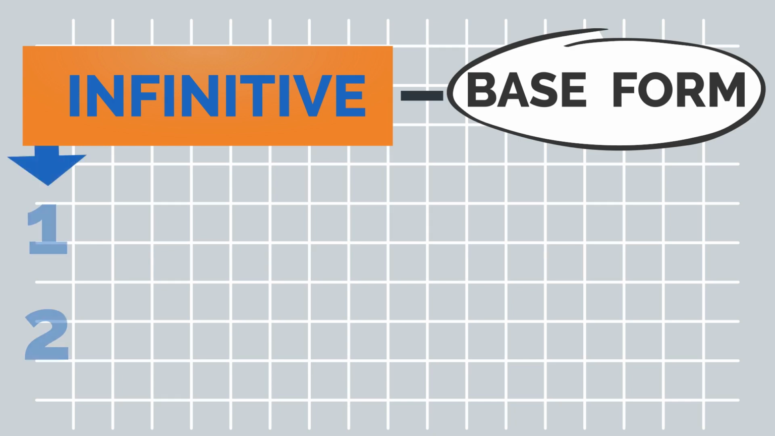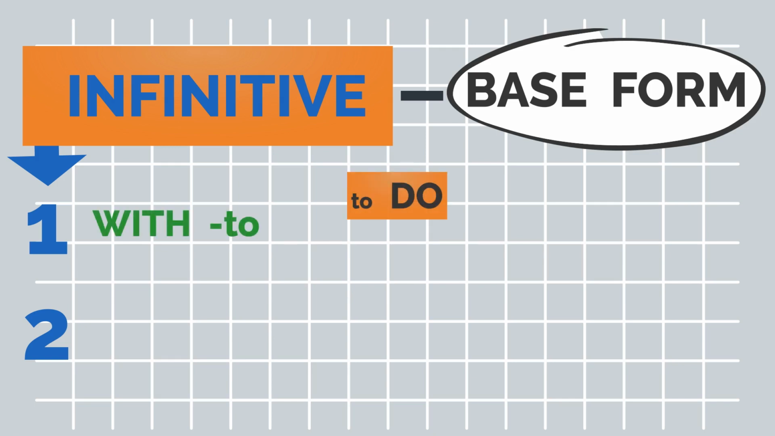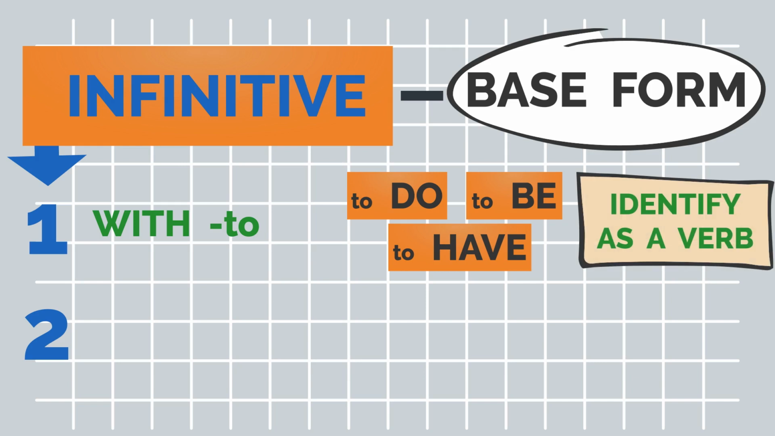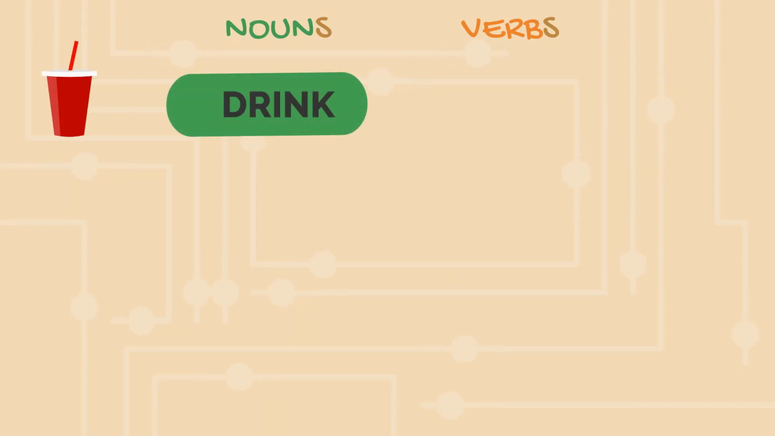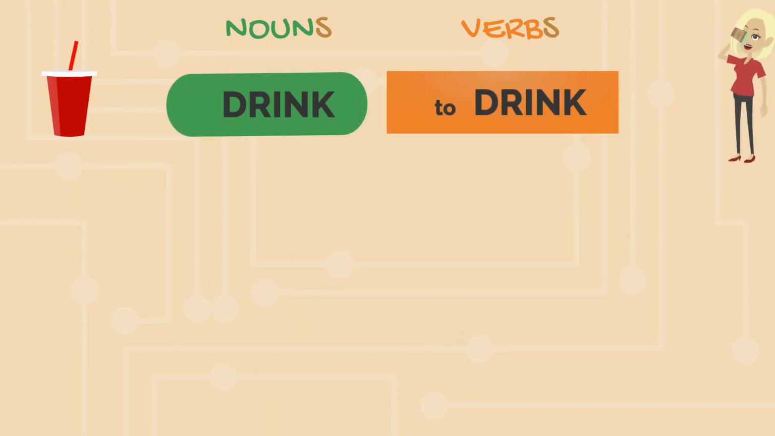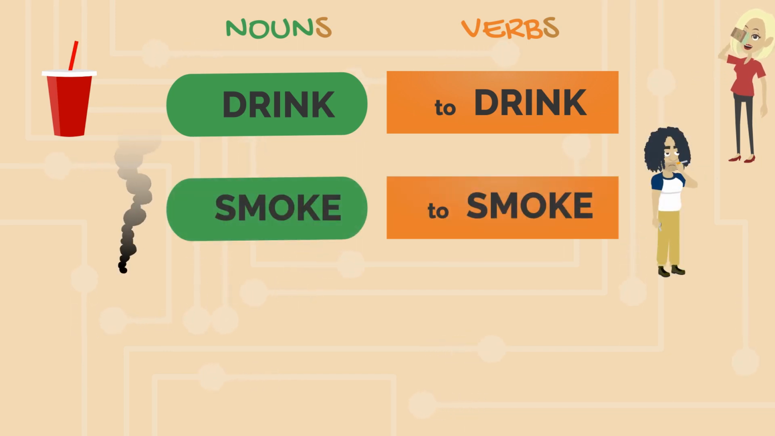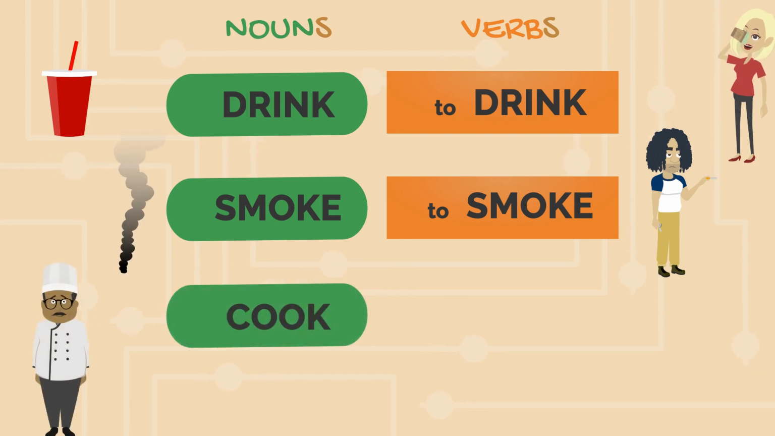The infinitive is the base form of a verb. The infinitive is used with to: to do, to be, to have. Using to, we identified the word as a verb. Drink, to drink. Smoke, to smoke. Cook, to cook.